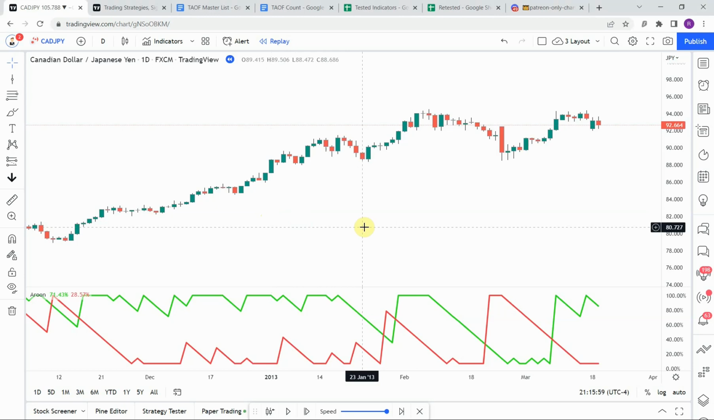Today, we will be taking a look at an advanced testing of the Aroon indicator.